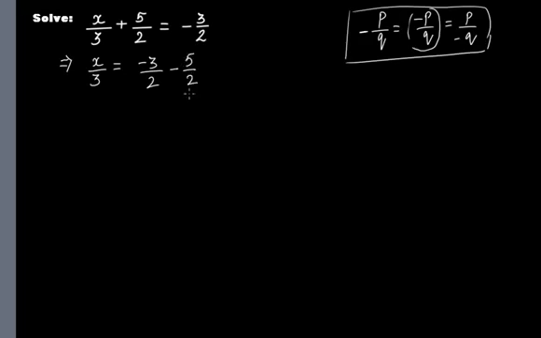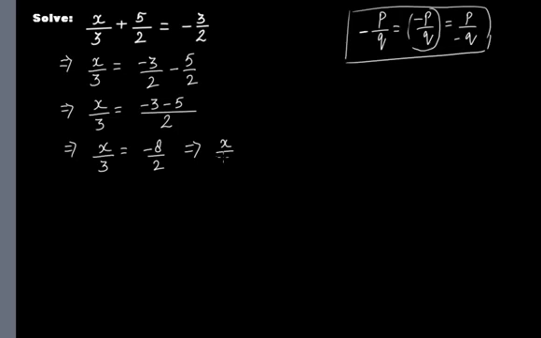Okay, now x divided by 3 becomes, the denominators are the same, therefore write 2 here, minus 3 minus 5. Okay, so you get x by 3 is equal to minus 8 by 2. Now, if you solve this, x divided by 3 is equal to, keep the minus sign, for a moment forget the minus sign. If you divide 8 by 2, what will you get? You'll get 4 as a quotient, so write 4 and put the minus sign here.